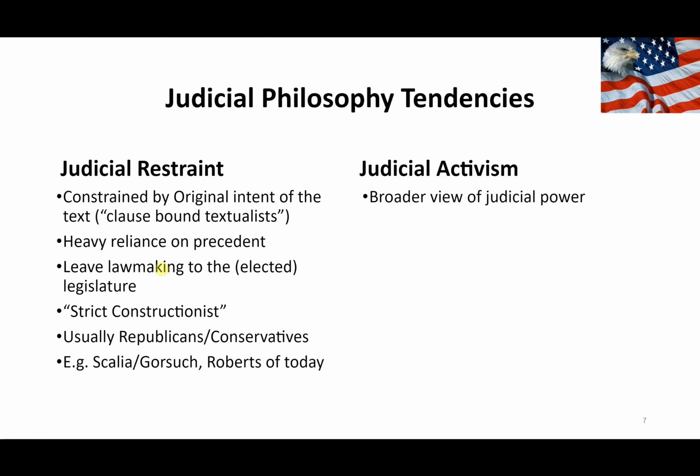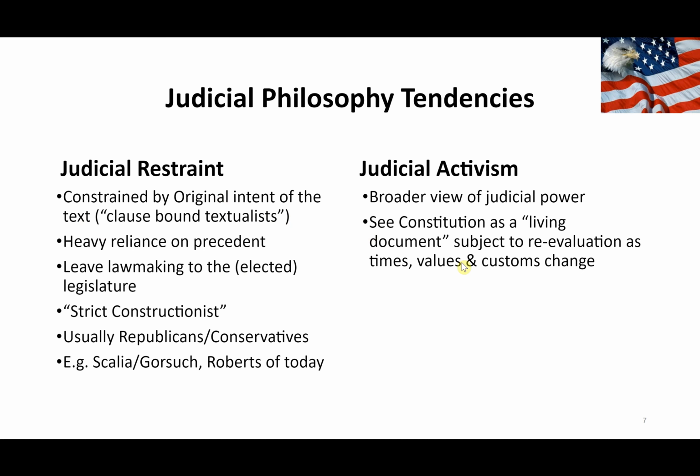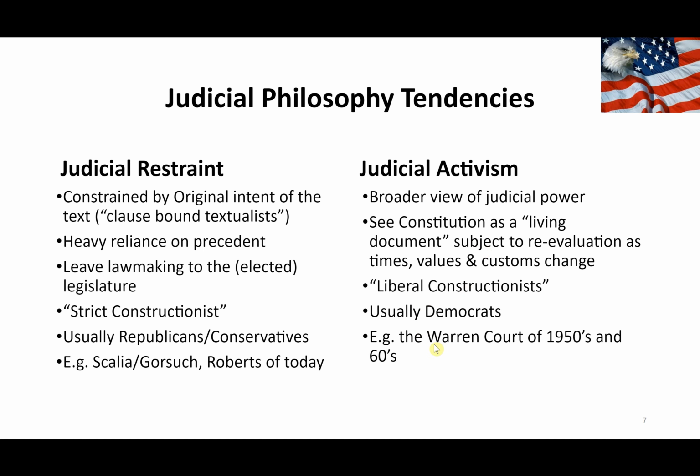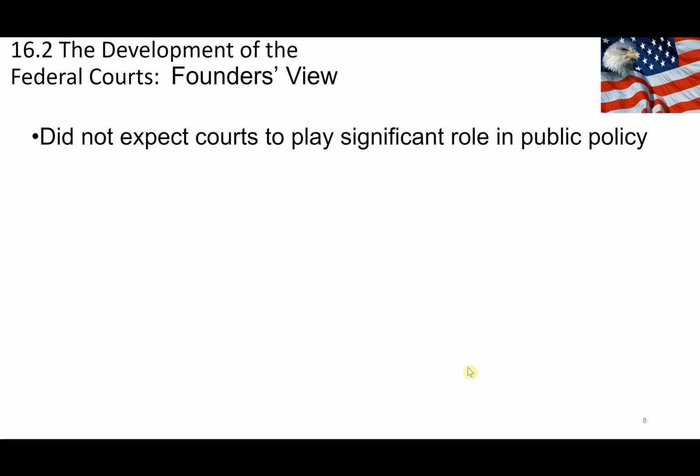Judicial activists have a broader view of judicial power, and they see the Constitution as a living document, subject to reevaluation as times, values, and customs change. They are also known as liberal constructionists, and are usually Democrats. For example, the Warren Court of the 1950s and the 1960s.